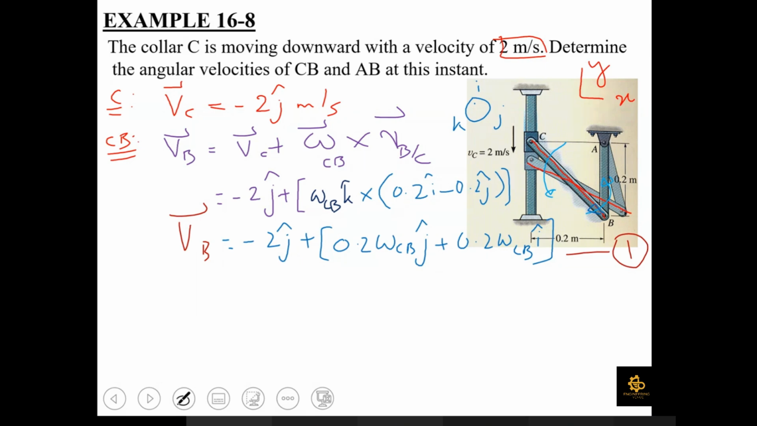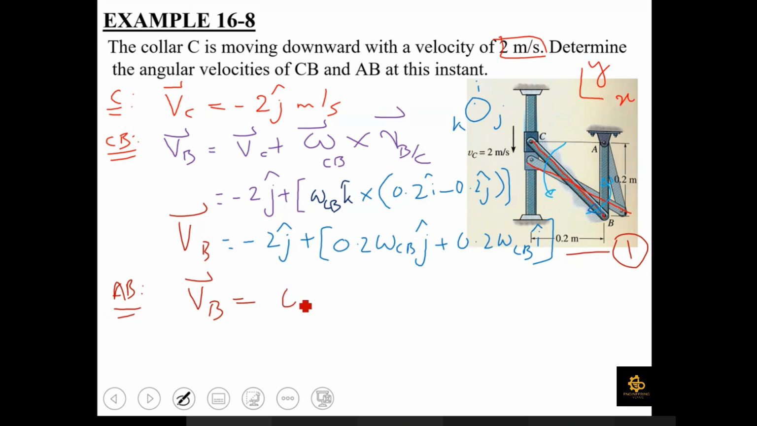Okay, now moving on to our next link, which is link AB. What is the type of motion which this link is undergoing? Rotational motion. Link AB is under rotational motion about point A. So for rotational motion, if I ask you to consider link AB and write the velocity VB, what will VB be in the case of rotation? R omega. Tell me in vector form.